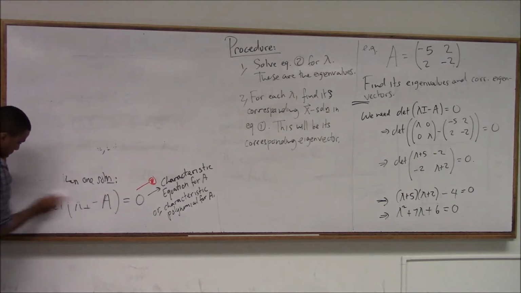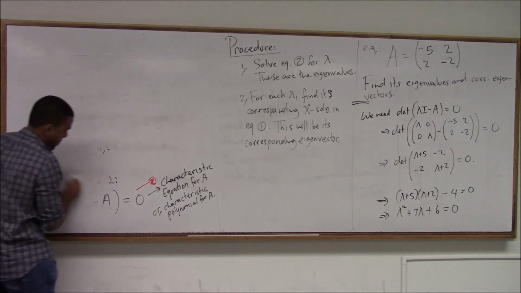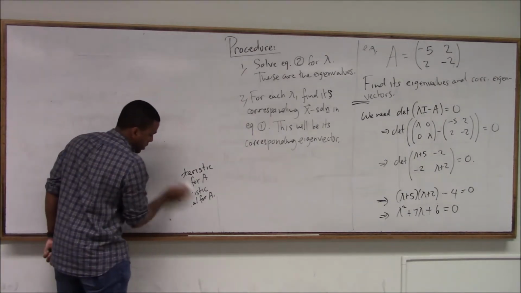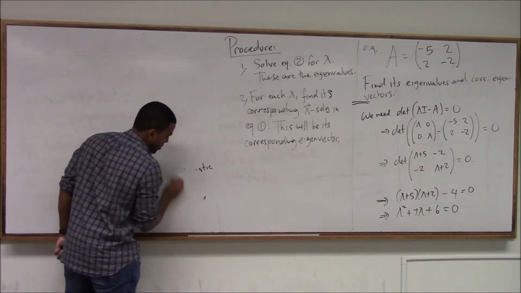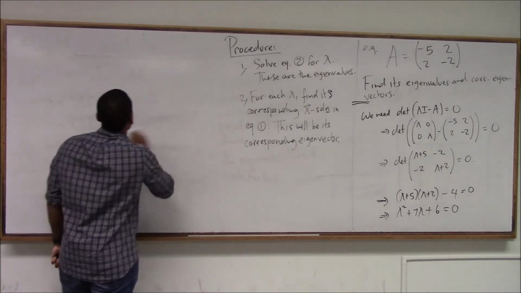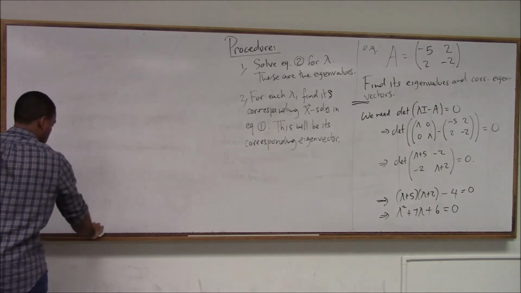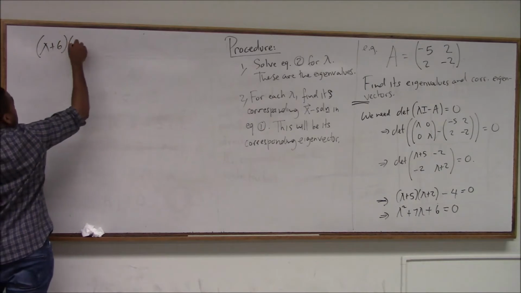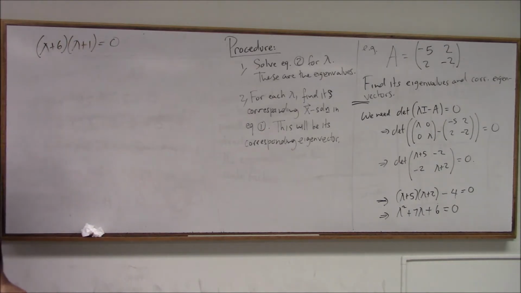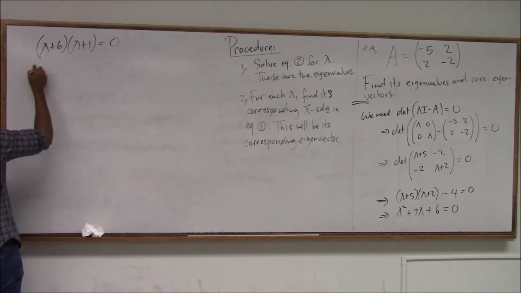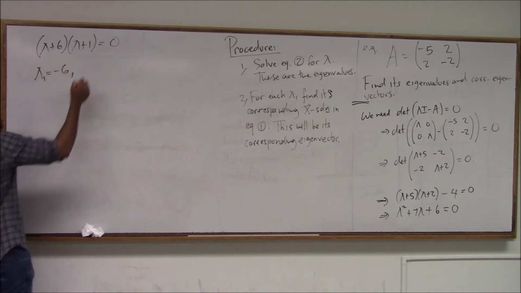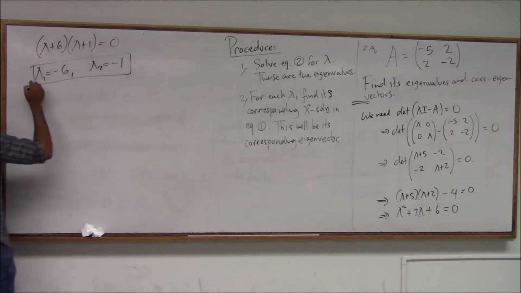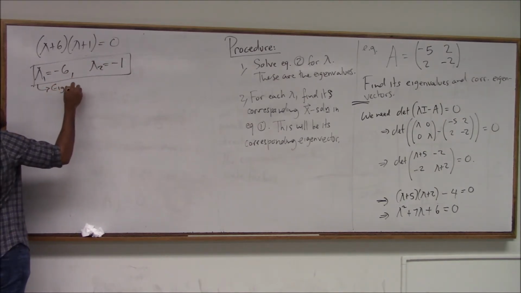So what are we going to get? What is the solution to that? Negative 1 and? Okay, so that factors into lambda plus 6, lambda plus 1. And so one lambda value is minus 6, the other lambda value is minus 1. So these two values here are my eigenvalues.